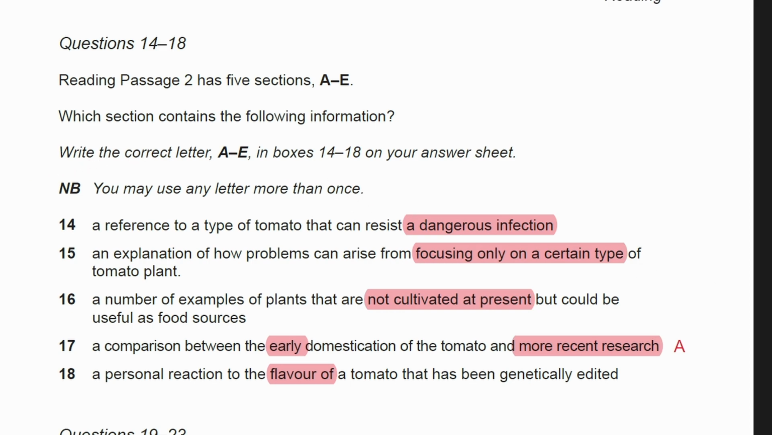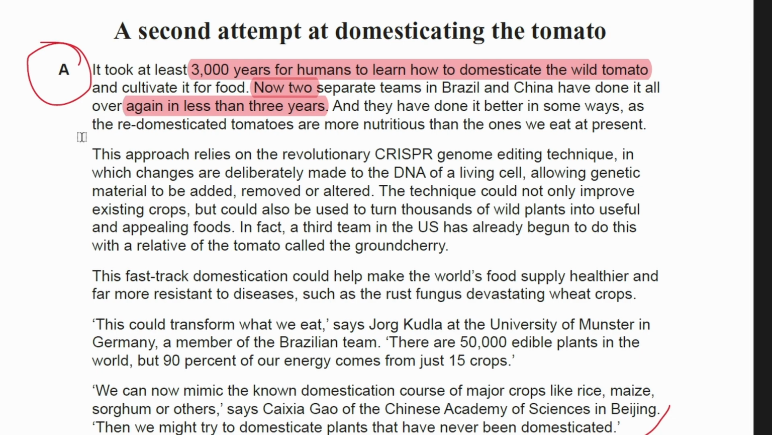If we did not have this specific line here, NB, you may use any letter more than once, we would directly jump to section B and start solving from the first paragraph in section B. But since we have this here, we have to read the rest of the paragraphs as well. For the second paragraph of section A, there isn't anything special about this paragraph, so you can read it, but it doesn't link to or connect to any of the answers.